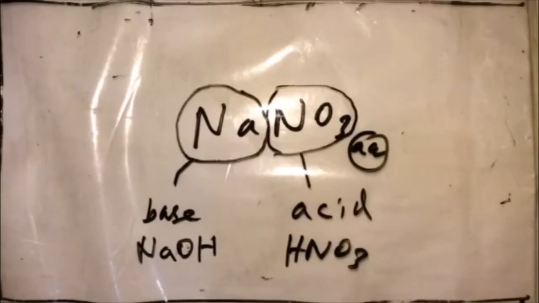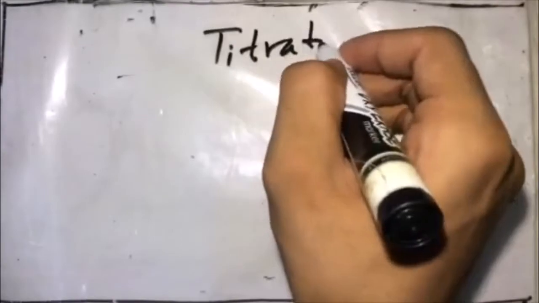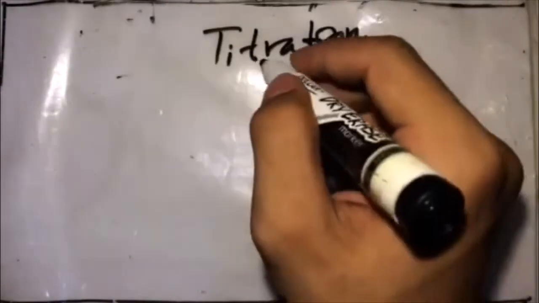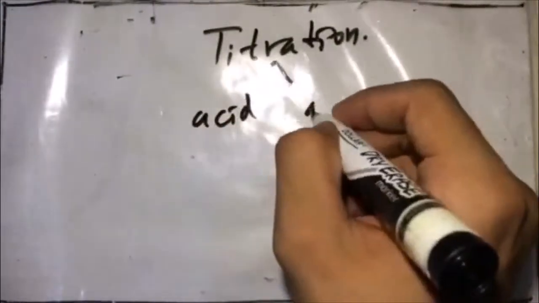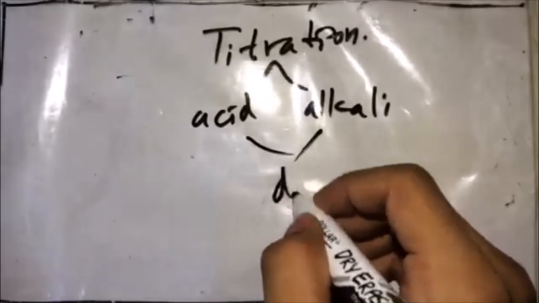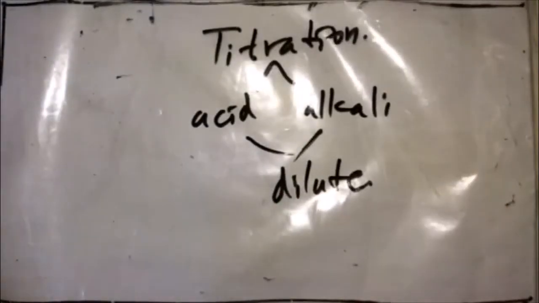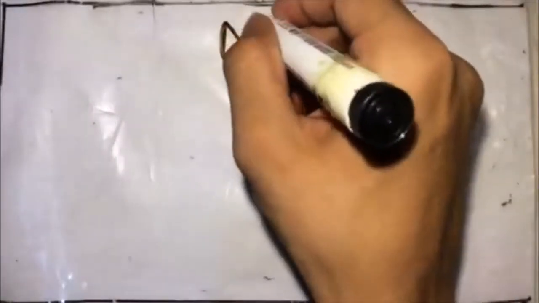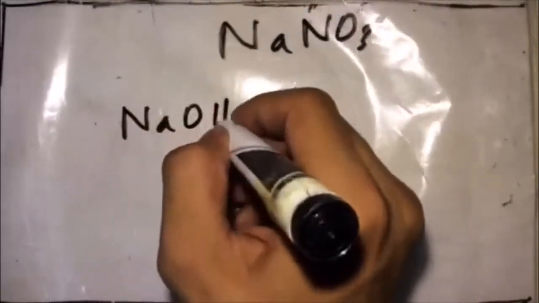Now, to prepare salts, there are three methods. If we have to prepare a soluble salt and both the reactants are soluble, then we use titration. In titration, the reactants are an acid and an alkali, and both are dilute. A burette is filled fully with 50 cm³ of the alkali. If we're preparing NaNO3, we'll fill the burette with NaOH, 50 cm³.